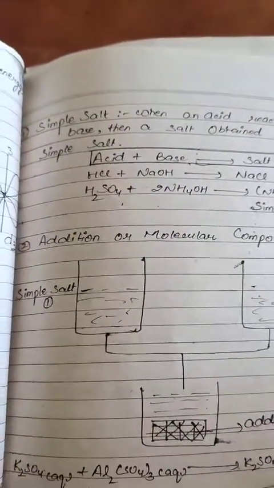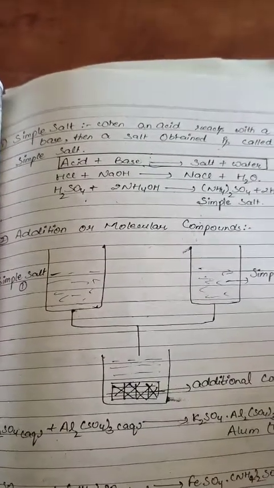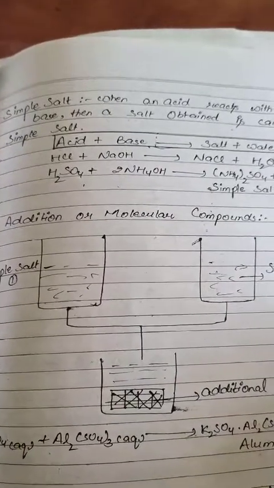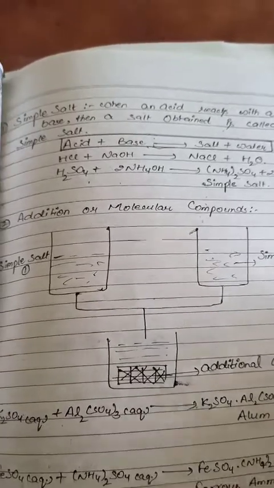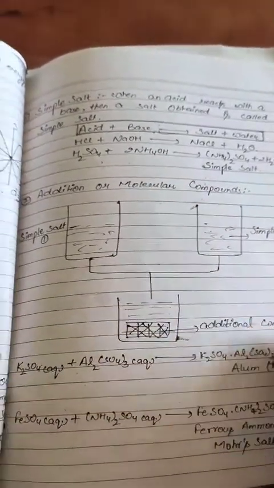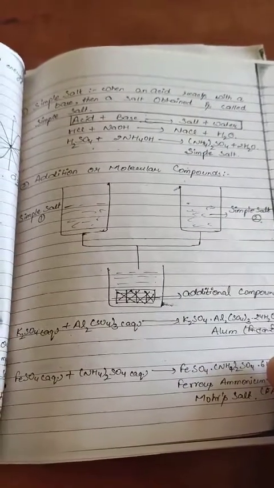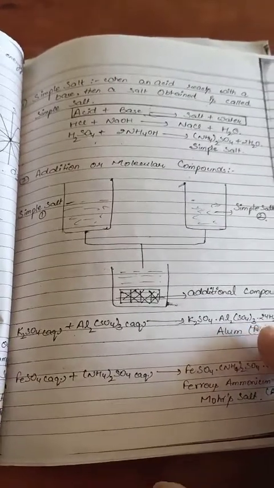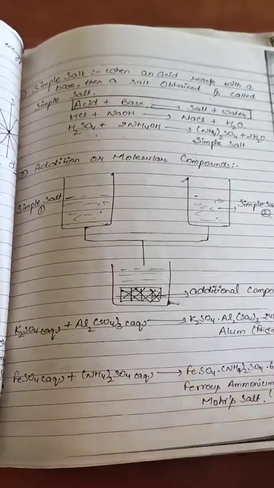Next we are talking about simple salt. When an acid reacts with a base, the salt obtained is called a simple salt. You have studied this in 10th standard also: acid plus base gives salt plus water. Next, the reaction is K2SO4 plus Al2(SO4)3 gives K2SO4·Al2(SO4)3·24H2O. This is said to be alum. Alum means we can say Fitkari.